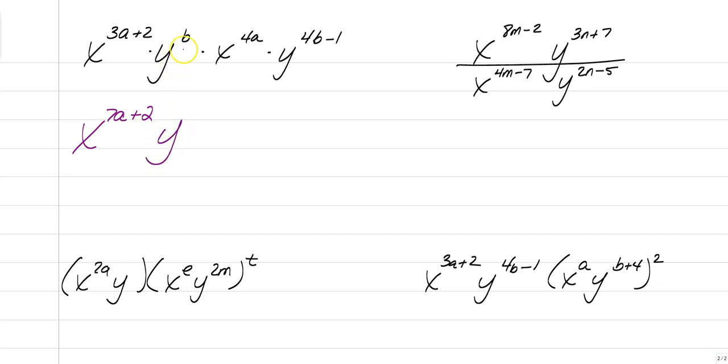And then we have y to the b power times y to the 4b minus 1. b plus 4b would be 5b. And nothing minus 1 is still minus 1. Okay? So exact same rules. You don't change anything. The only thing you have to do is sometimes work with variables as your exponents. So why don't you pause the video and give these last 3 a try. We'll recap and then we'll be done.